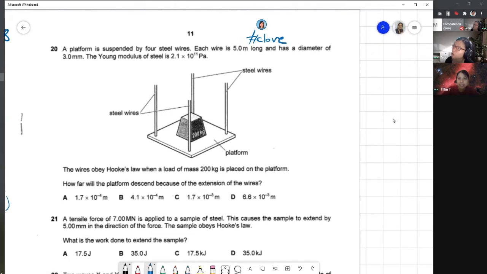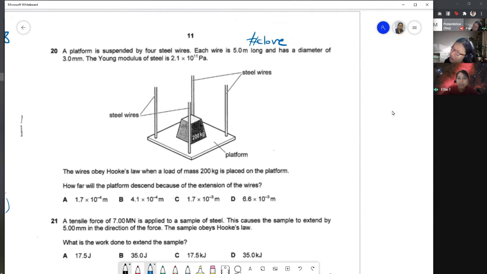There is a partial very similar to this. There's one where there's 2 rods and something hanging from it, but you have to know to divide the force. Okay, anyway, let's look at the question. A platform is suspended by 4 steel wires. Each wire has length L. When you read this, you should already start labeling straight away.